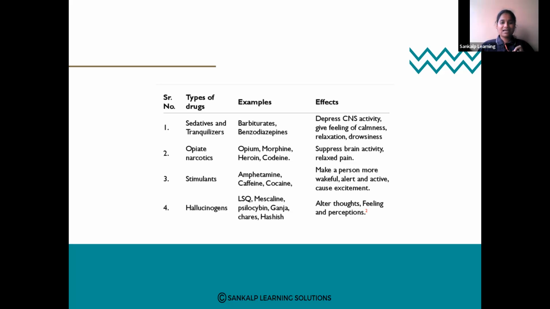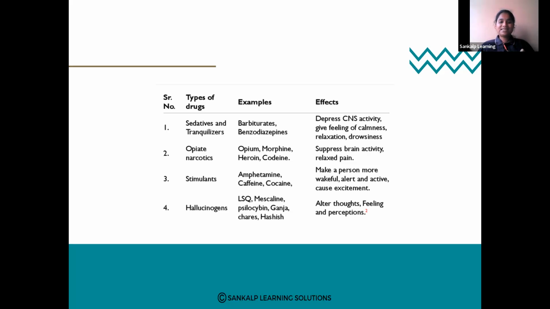Opiate narcotics: opium, morphine, heroin, codeine. These are all examples. They suppress the brain activity and give relief from pain, which makes you feel relaxed.